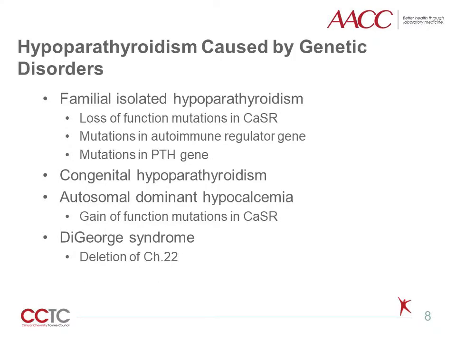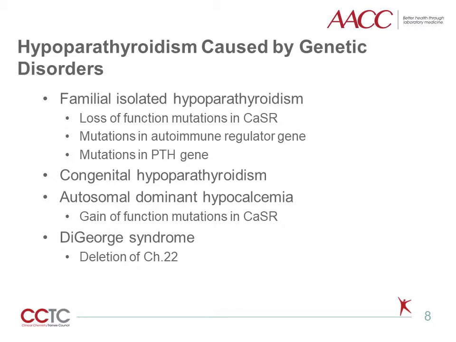There are several rare genetic disorders of PTH synthesis and action. Familial isolated hypoparathyroidism is caused by mutations to one of several genes that are responsible for PTH synthesis and secretion. These mutations can be inherited as autosomal dominant, autosomal recessive, or X-linked recessive. Loss-of-function mutations in the calcium-sensing receptors, mutations in the autoimmune regulator gene, or mutations in the PTH gene are all components of familial isolated hypoparathyroidism.